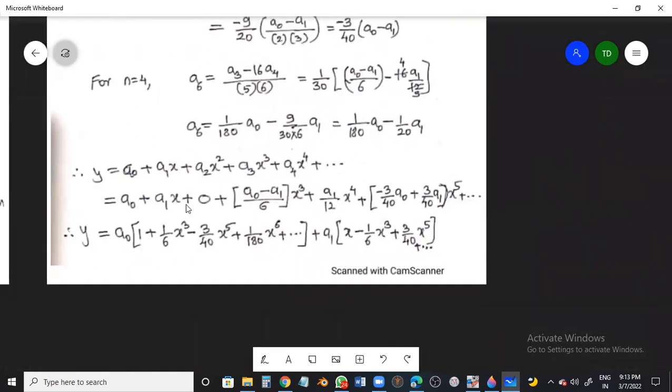And now putting those values back in our required polynomial or series. So a0 as it is, a1 x as it is, a2 was 0, value of a3 already we have got, value of a4 we have got, that of a5 we have got, and so on. Now we can see either we have got a0 or a1. So collect all a0 together and all a1s together. So this is the power series solution of the given differential equation. Have you got it?